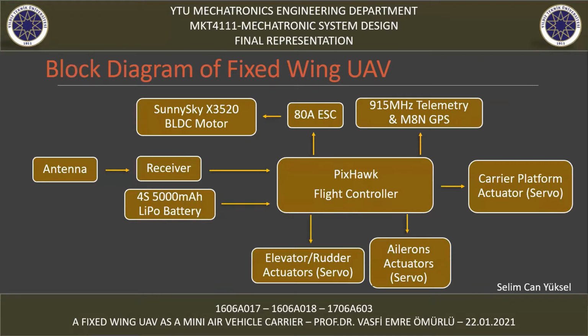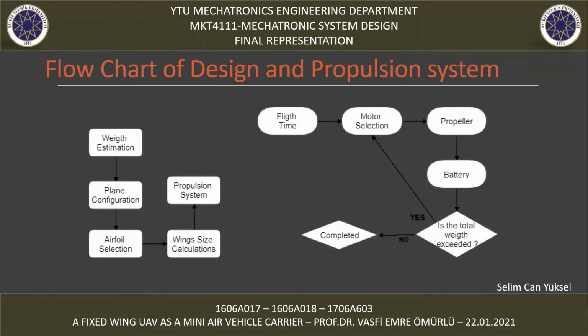A block diagram of the plane is shown with components. In the first flow diagram, the system design sequence is shown. In the second diagram, the propulsion system diagram is seen. Motor and battery selection are not single-step work. There will be a loop for this process to optimize the weight.